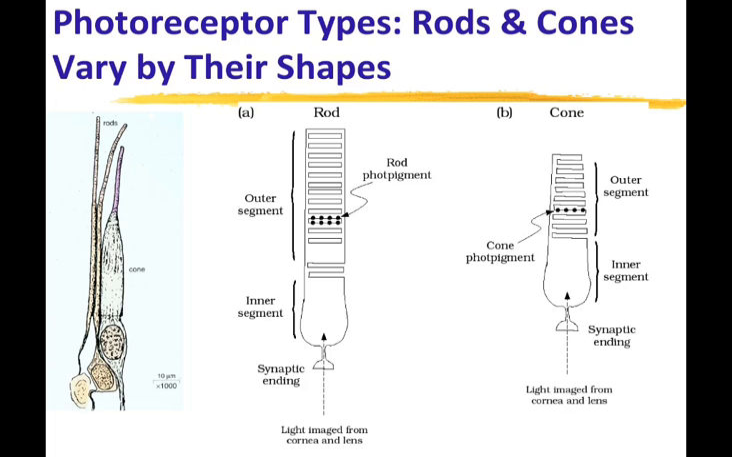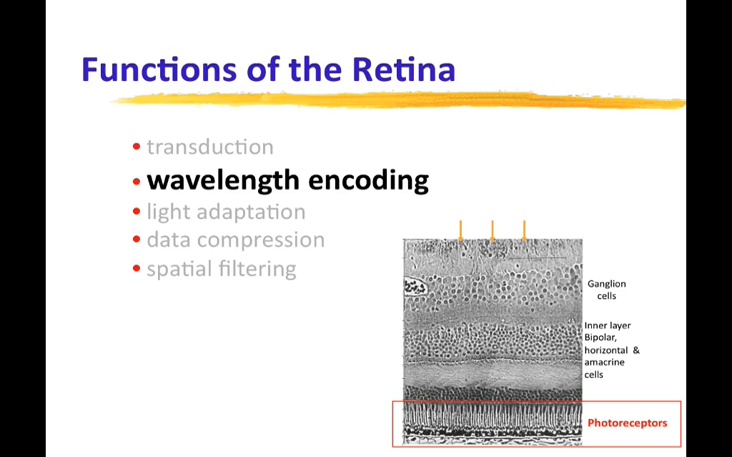Yes? Sorry, what was the process called when a rod changes shape? The rod doesn't change shape. The rod itself doesn't change shape. This molecule inside, this pigment, which is called rhodopsin, this is what changes shape. Oh, I took that slide out.